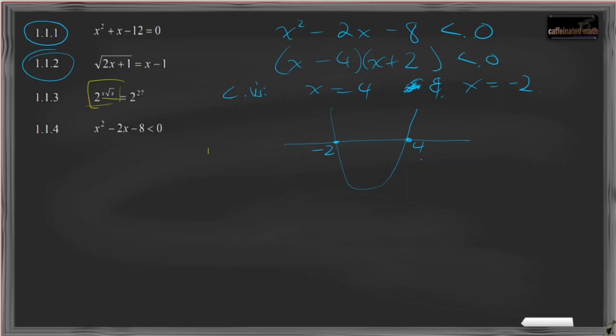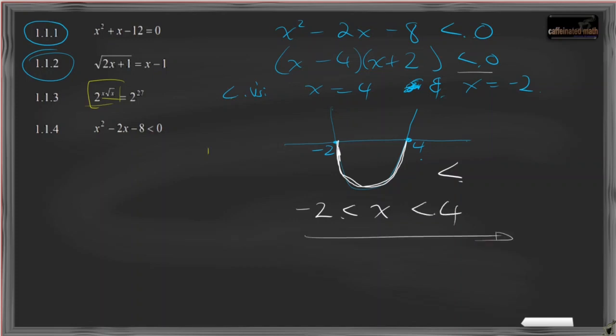So let's have a look what we want. Well, this says less than, that's at the bottom, which means we're looking at this connected area over here, which should reflect in our inequality. So x is greater than negative 2 and less than 4. And that is good. That works.